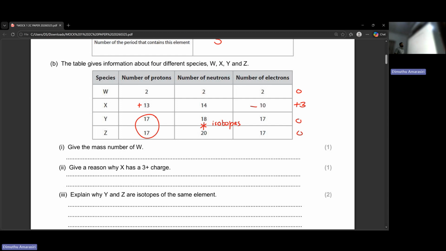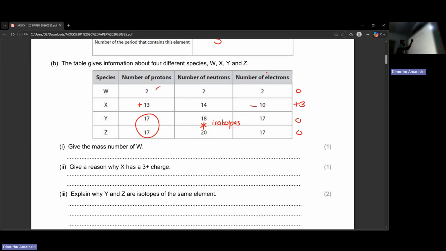Here, the mass number of W. W mass number is the addition of these two. So then it's 4. Give a reason why X has +3 charge. You can say there are 3 more protons than electrons. That's only one reason they are asking.